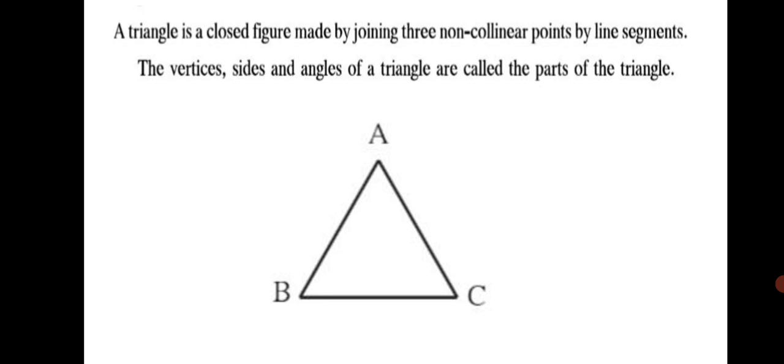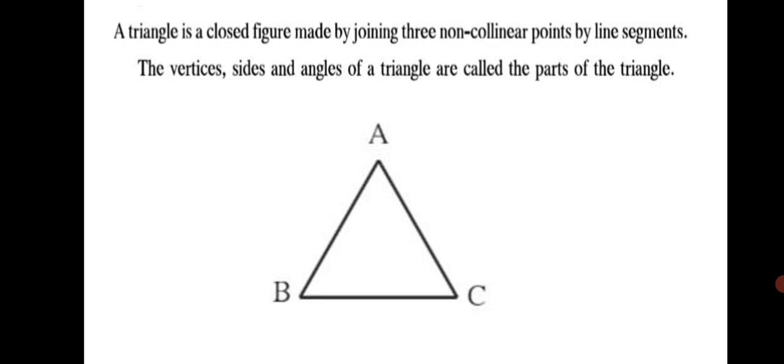Here you see triangle ABC. Point A, point B, and point C are three non-collinear points. Non-collinear means not in a straight line. And when you join these non-collinear points, you get a triangle. The vertices, that is point A, point B, and point C, are the three vertices.